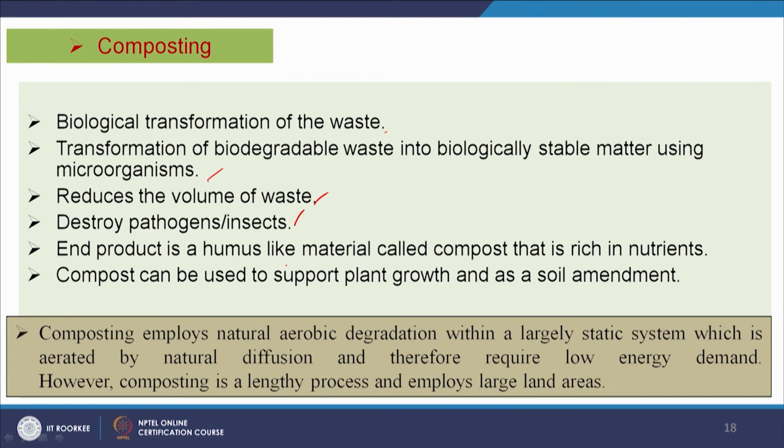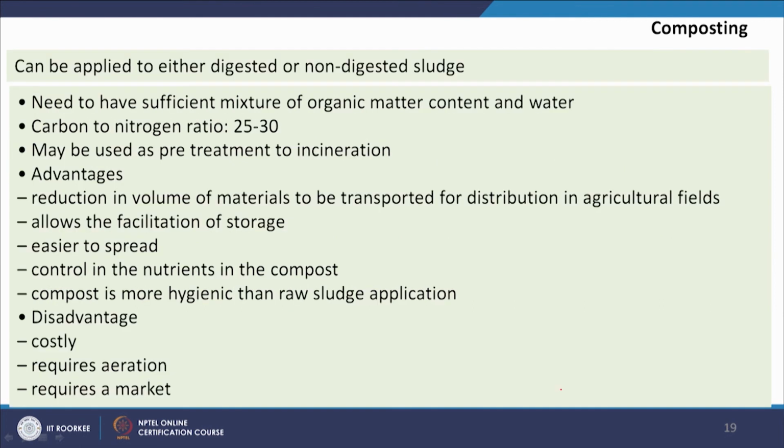The end product is a humus-like material called compost that is rich in nutrients, and compost can be used to support plant growth and as a soil amendment. Composting employs natural aerobic degradation with a largely static system, which is aerated by natural diffusion and therefore requires low energy demand, but it is a lengthy process and employs large land areas. This can be applicable to either digested or non-digested sludge. As I told you, it may be digested sludge, non-digested sludge, or some other organic compounds present in it.